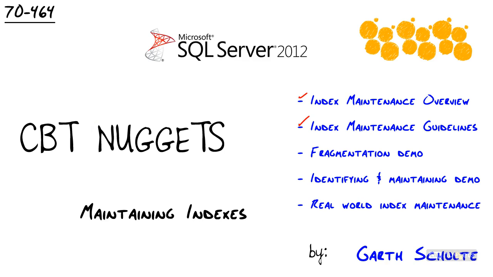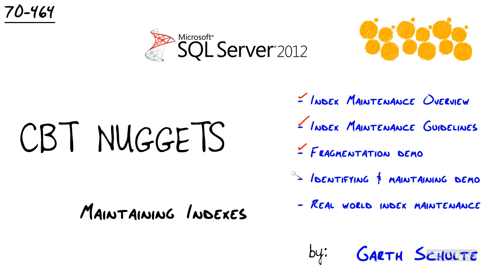So once we get familiar with all that stuff, we'll jump into the virtual Nugget Lab. We'll start with a fragmentation demo, where we will simulate fragmentation. We'll create a table, load it up with data, put some indexes on it, fragment the heck out of those indexes, and then figure out what to do and where to go from there.